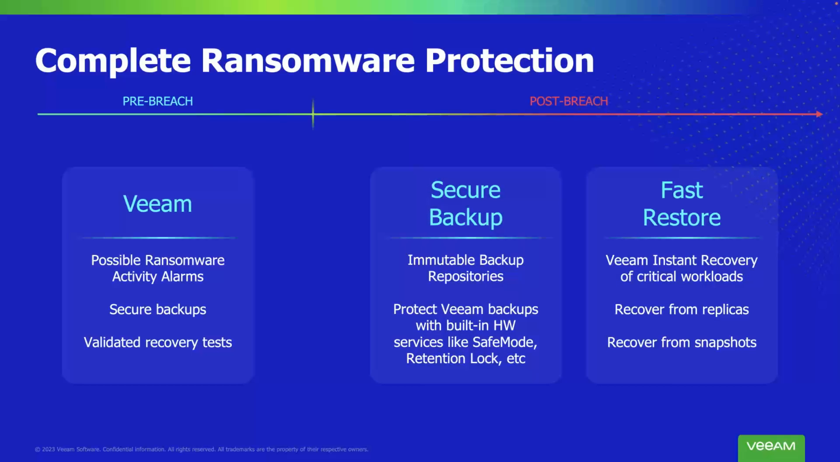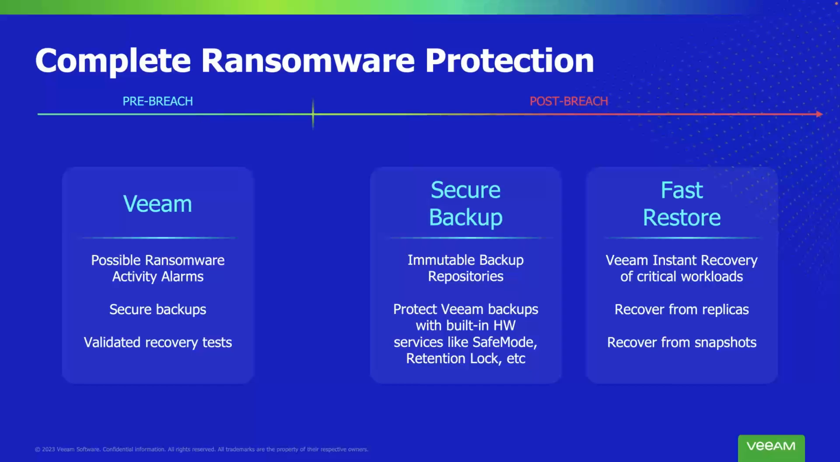All right, with that, I just want to highlight that with the Veeam Data Platform, you can see that Veeam provides end-to-end protection before breach and after breach. If you look at pre-breach, we can use Veeam ONE for possible ransomware activity alarms. We can do secure backups, making sure, such as doing scans, that your backups are tested. Validate your recovery using Veeam Recovery Orchestrator to perform ransomware scans or perform DR drills to make sure everything is working fine.